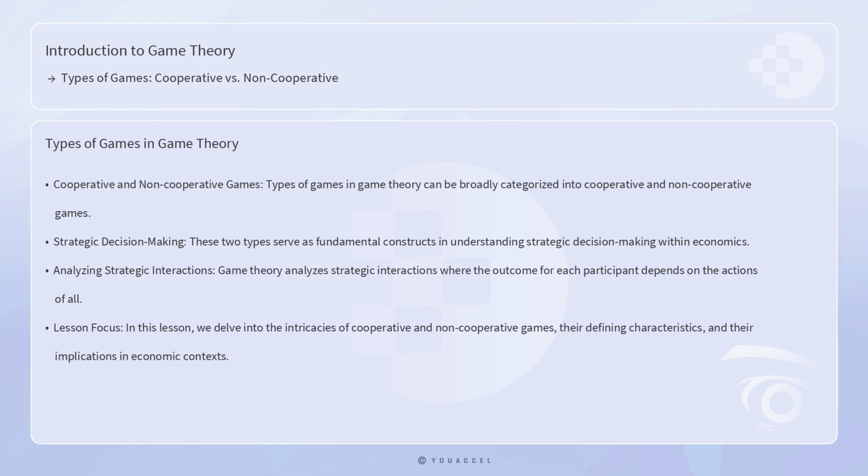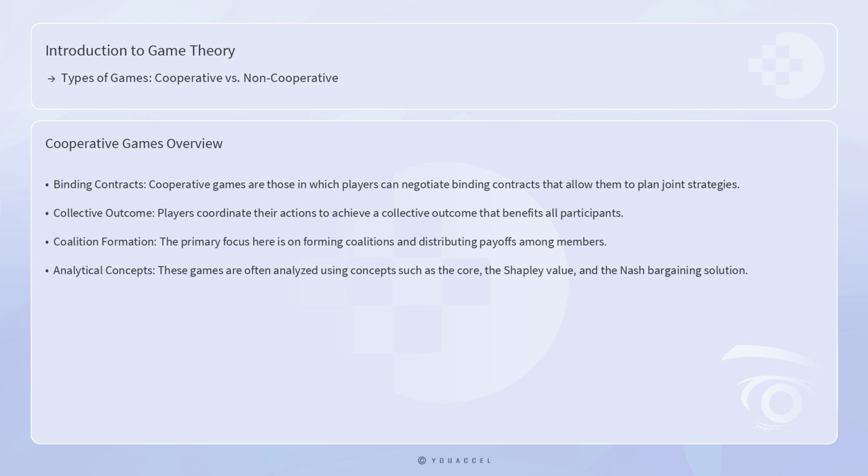Game theory, a critical tool in economics, analyzes strategic interactions where the outcome for each participant depends on the actions of all. In this lesson, we delve into the intricacies of cooperative and non-cooperative games, their defining characteristics, and their implications in economic contexts. Cooperative games are those in which players can negotiate binding contracts that allow them to plan joint strategies. In such games, players coordinate their actions to achieve a collective outcome that benefits all participants. The primary focus here is on forming coalitions and distributing payoffs among members.